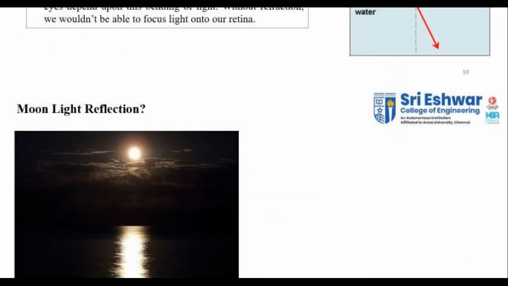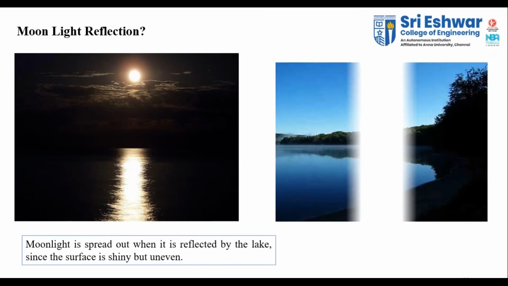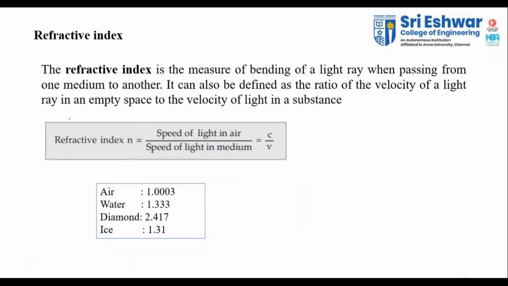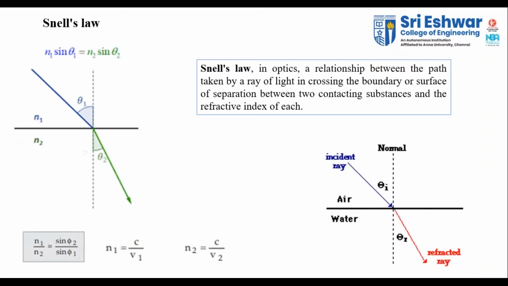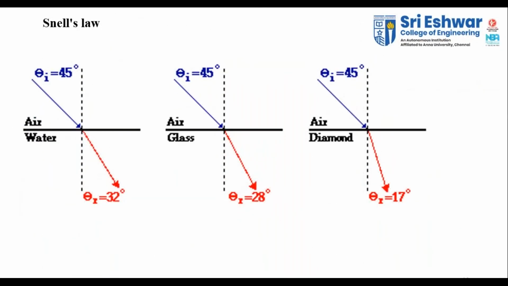The next one is Snell's law. So refractive index, try to understand. N1 sin theta 1 is equal to N2 sin theta 2, where N1 and N2 are the refractive indices of medium 1 and medium 2. So this is for 3 different examples. Even though the angle of incidence is 45 degrees, the angle of refraction changes because the medium is different: water, glass, or diamond.